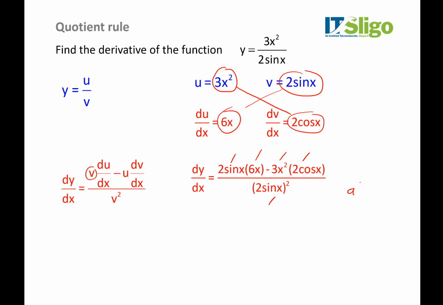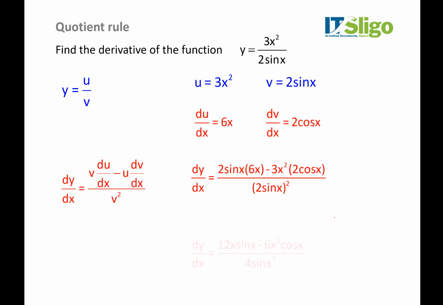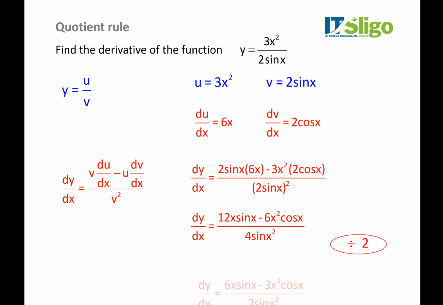Now remember, when we're squaring this, each bit gets squared independently. So 2 squared will give us 4. Sine x squared gives us sine squared x, which looks like that. And now we just look, we have 3 terms, 2 on the top, 1 on the bottom. We just look for something common. The only thing that's common to all 3 terms is the number 2. So we divide the top and bottom by 2. And here is our simplified version.